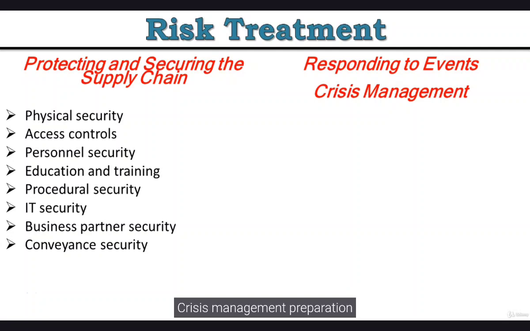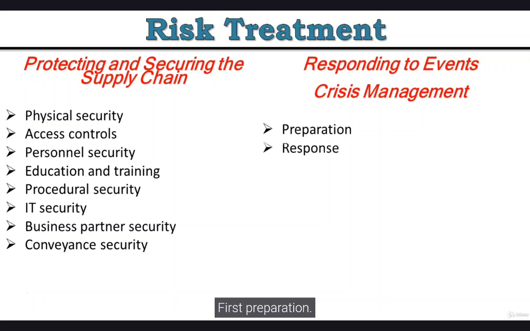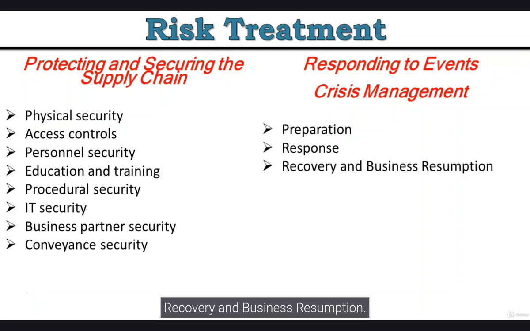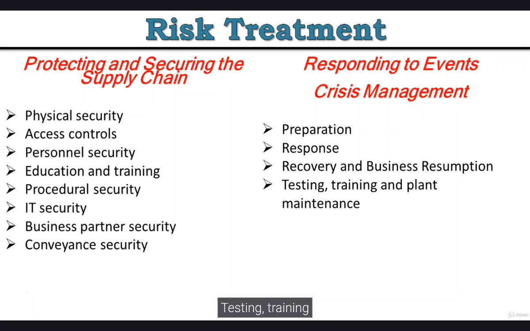Crisis management preparation and response activities are characterized by several phases. First, preparation. Second, response, consisting of risk assessment, critical incident planning, risk mitigation, emergency response, and communications to internal and external stakeholders and media relations. Third, recovery and business resumption, testing, training, and plan maintenance.